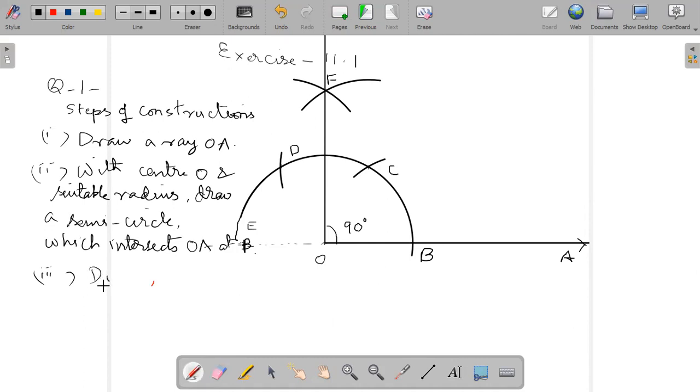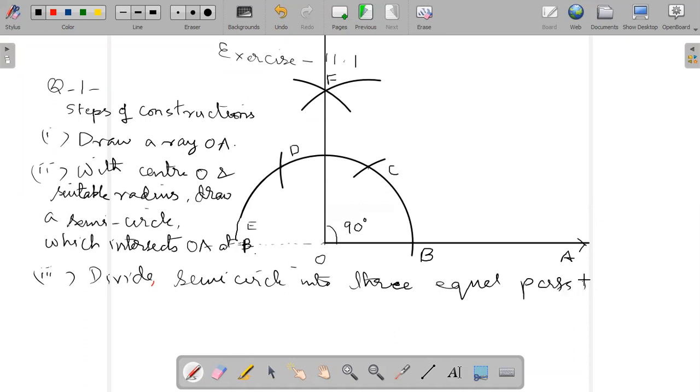Now divide the semicircle into three equal parts. That is, arc BC is equal to arc CD is equal to arc DE.